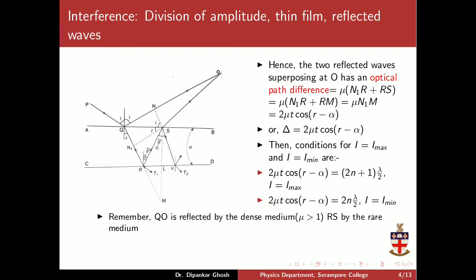So RS is not going to have an extra phase of pi or an extra path length of lambda by 2. Therefore, Q will have an extra path length of lambda by 2. Hence, these are the conditions for maximum and minimum intensity for the reflected rays from a thin film.